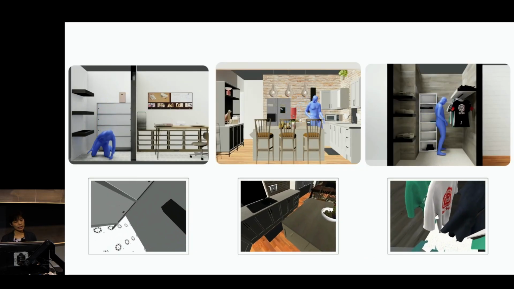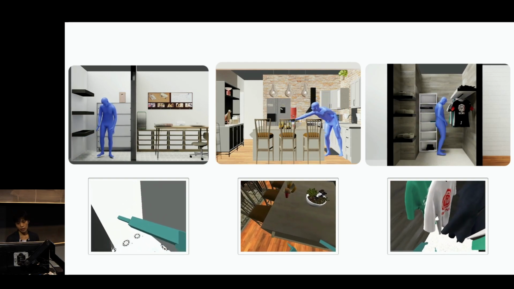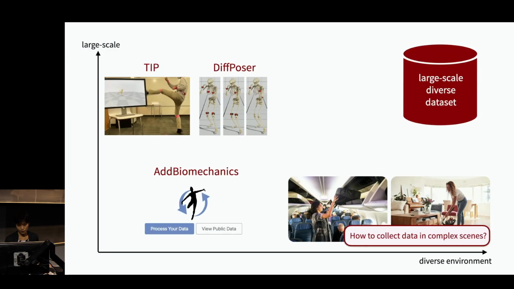So we collected more than 10 hours of navigation and reaching motion in 9 different scenes, and we call this dataset Circle, and released it to the public early last year. This is also a CVPR paper. So having a dataset like this allows researchers to train virtual humans who can maneuver their body in a very non-trivial way based on the egocentric observation of the real world. And that kind of opened up a different kind of research people could do.